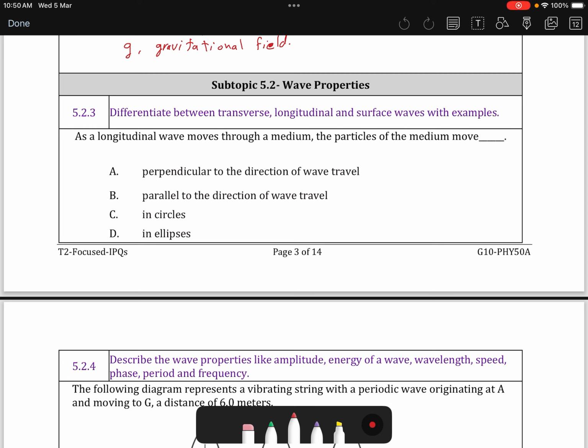As a longitudinal wave moves through a medium, the particles of the medium will move parallel to the direction of the wave travel. Actually, this is the definition of the longitudinal wave. While in transverse waves, if you can see here, the particles will move perpendicular to the direction of the wave travel. So this is the main difference between them.